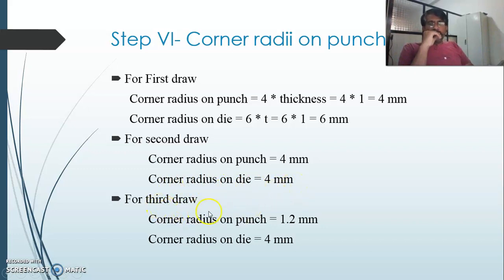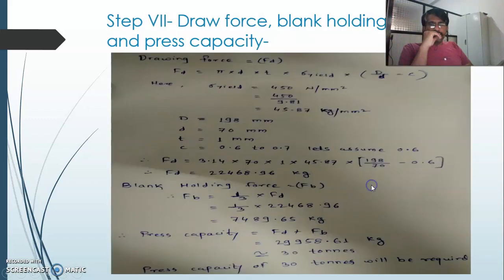In the third draw, the corner radius on the punch should be 1.2 mm, because we require 1.2 mm as the inner side radius for the cup which we require to be drawn. The final value on the cup is already given in the numerical, that is 1.2 mm corner radius, and that should be given on the punch, and the corner radius on the die we require to have 4 mm. This way you have to provide the corner radius on the punch and the die in this step.